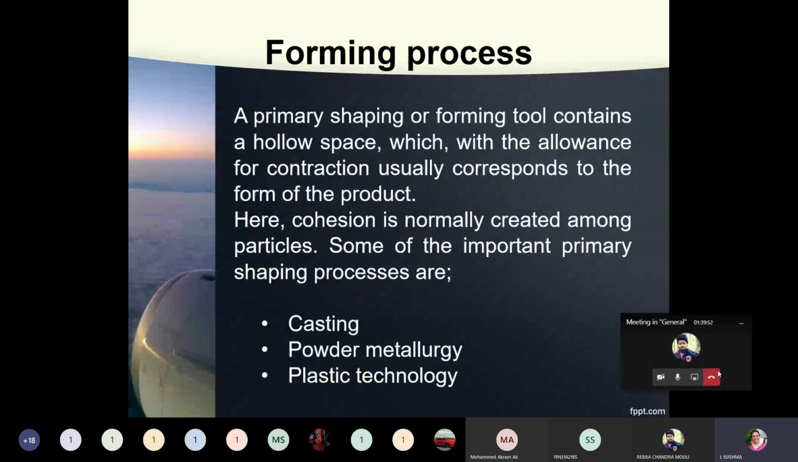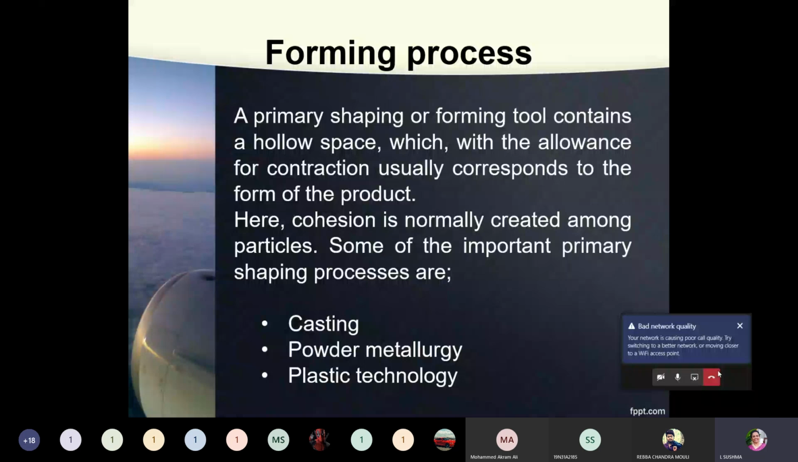So in this, there are three different types. One is casting, which means you will use molten metal: you will melt the metal and pour it into the required shape. Powder metallurgy means you're going to use some type of powder with some additives, so that after cooling it will form into the required shape. Then plastic technology, this is also the same. The liquid plastic will be sent into the mold and you are going to get the required shape as a final object or the final product.